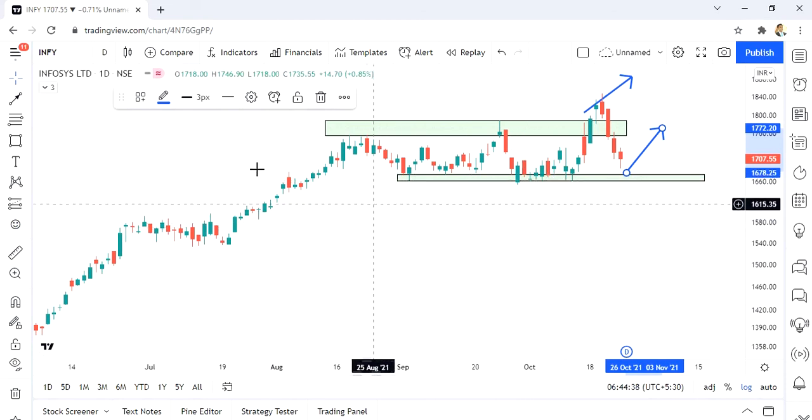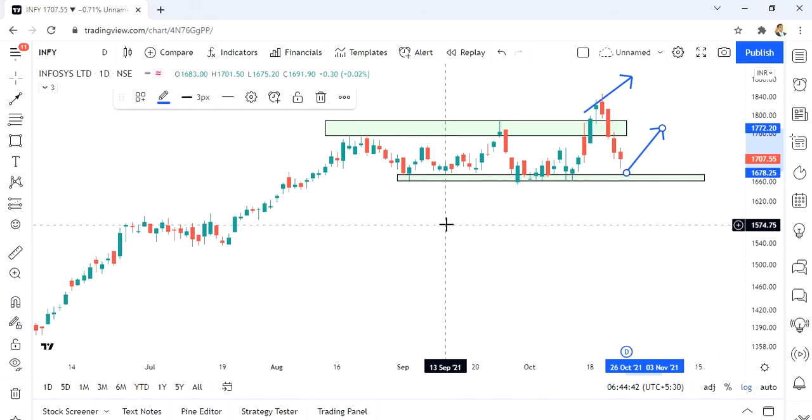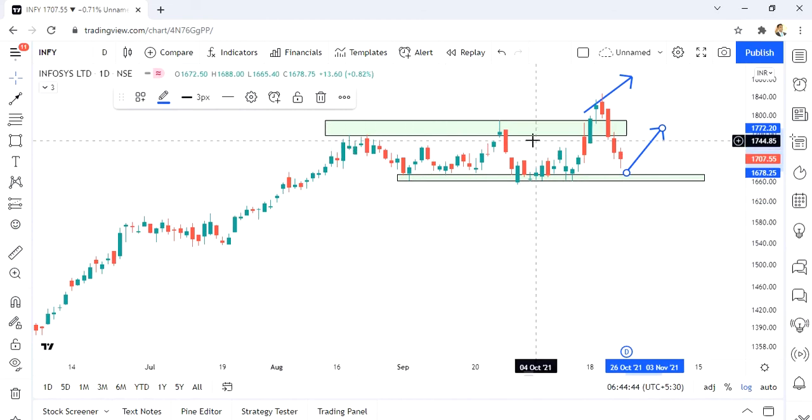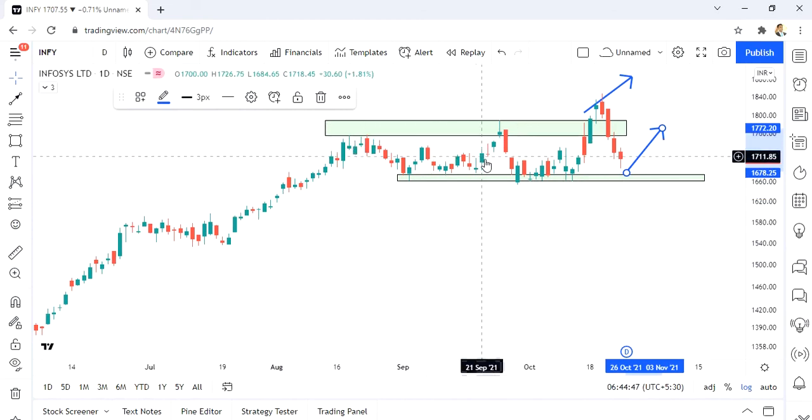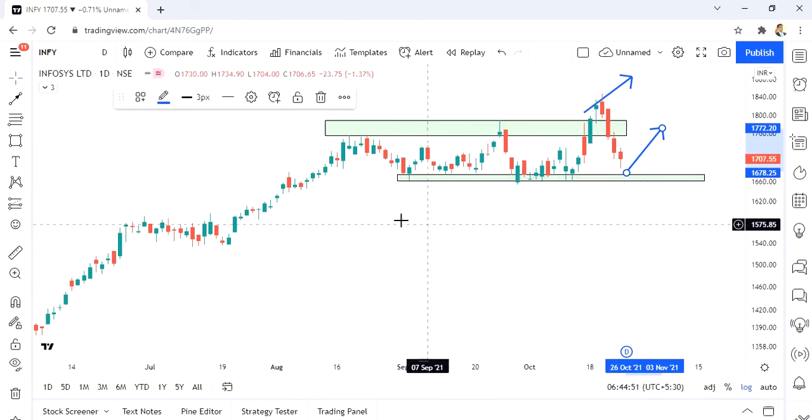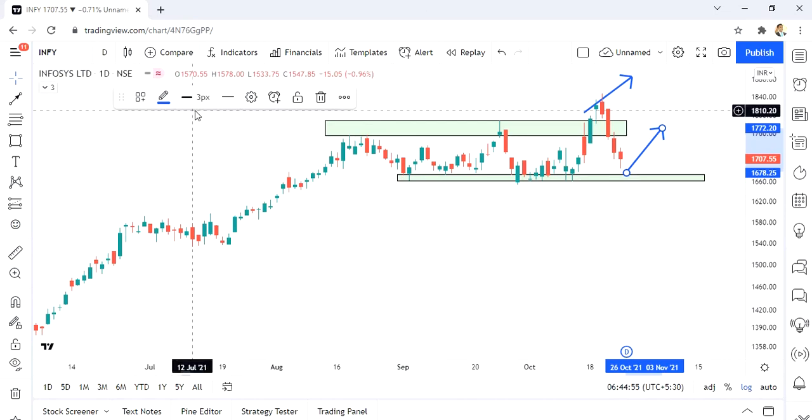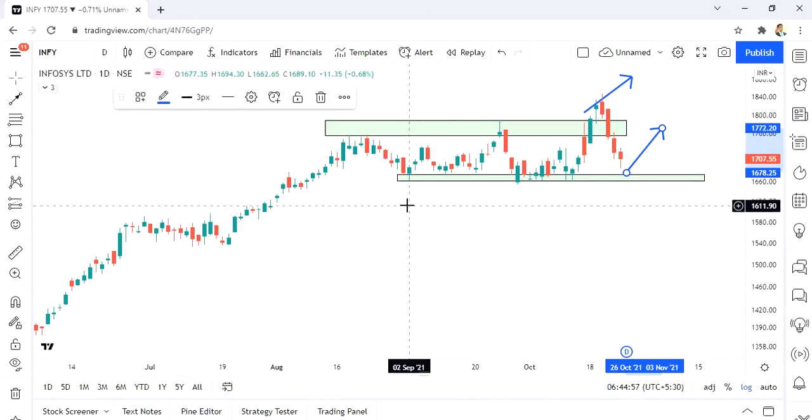So this is a simple way to draw your resistance and support level, guys. Please do not complicate things. In the markets this is very, very simple. These levels you can draw not only on Nifty or stocks, but on any asset class. You can draw them on forex, on commodities, on cryptocurrencies. It's as simple as that.